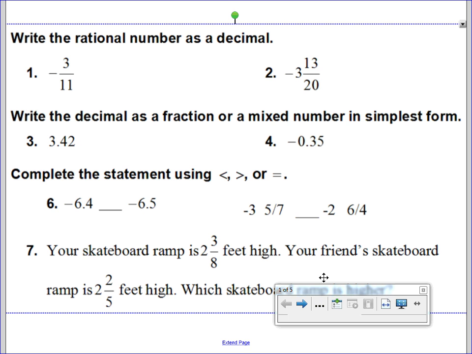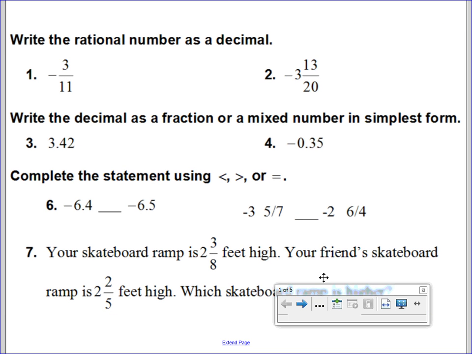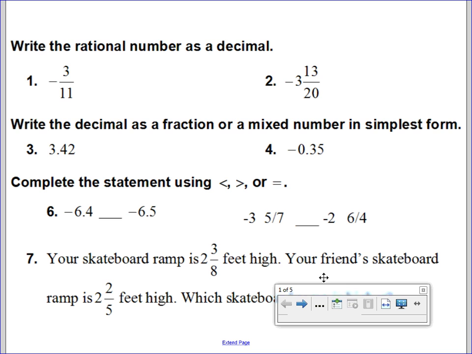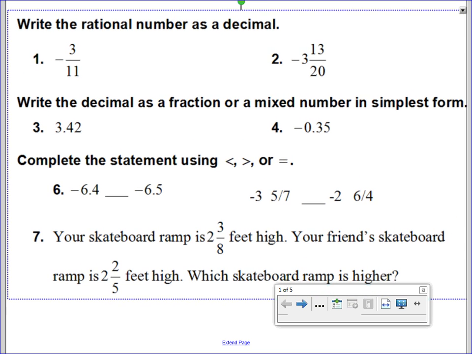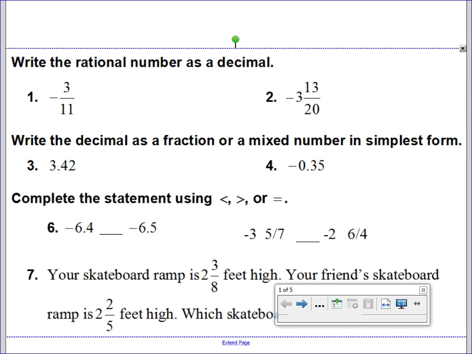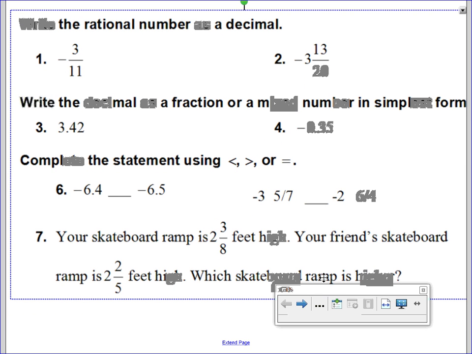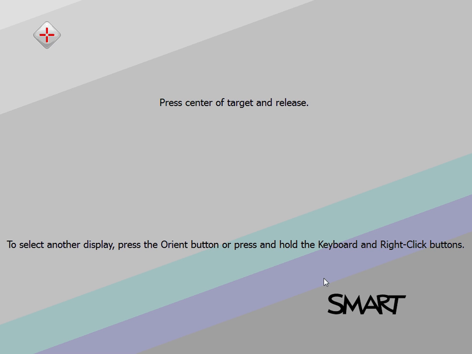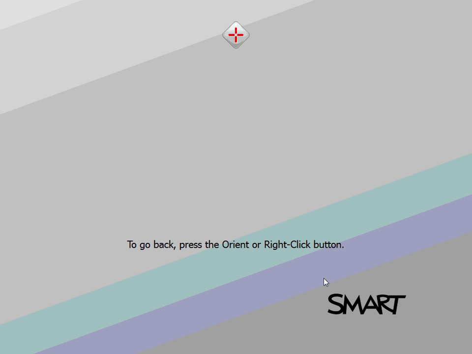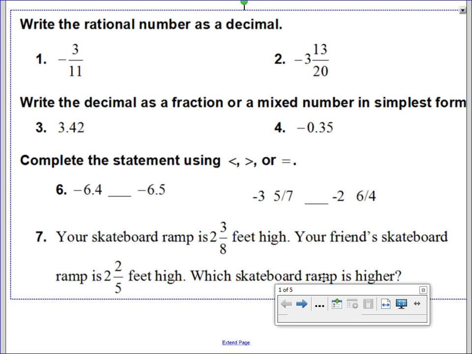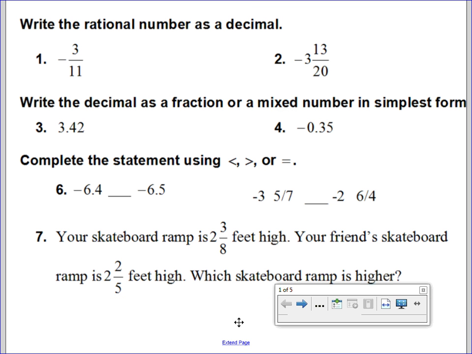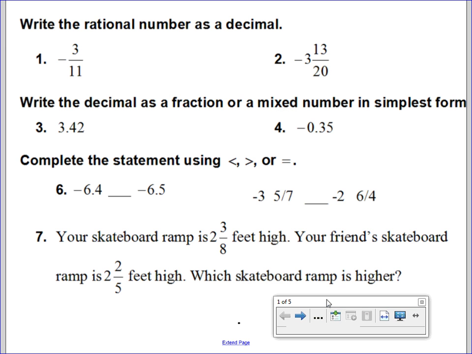Oops, I didn't do that right. Let me get this out of the way. That followed my hand down. All right. There we go. How's that?